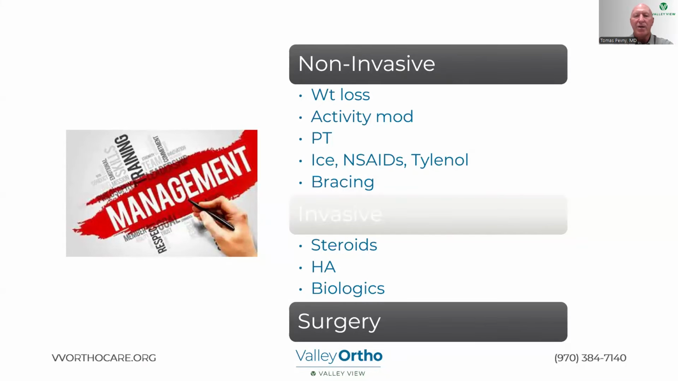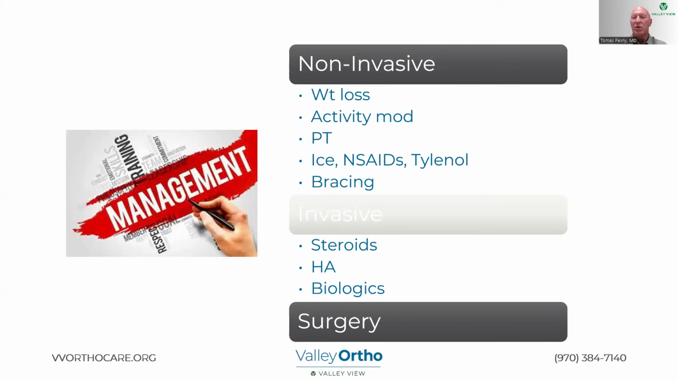Anything to decrease inflammation like ice, the nonsteroidals like ibuprofen, which is the active ingredient in Motrin and Advil, or Aleve, which is a naproxen product, can be helpful. And Tylenol, if you can't take the anti-inflammatories, can help for pain. Sometimes bracing, what we call unloader braces, can be effective if you have arthritis on one side of the knee or the other. And if those things don't work, then more invasive treatment like injections.